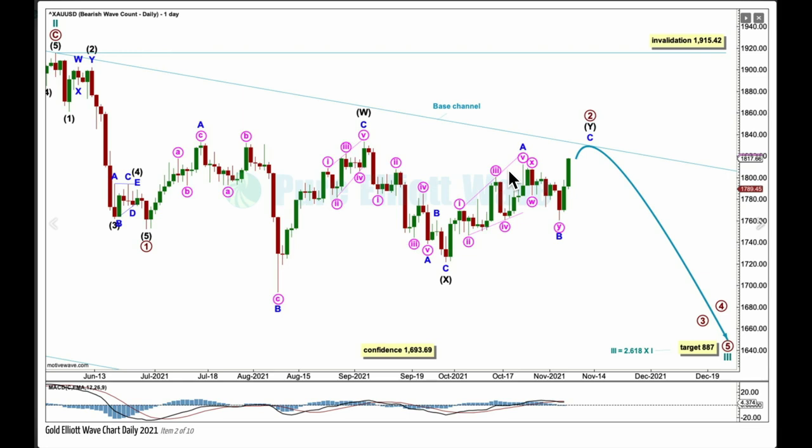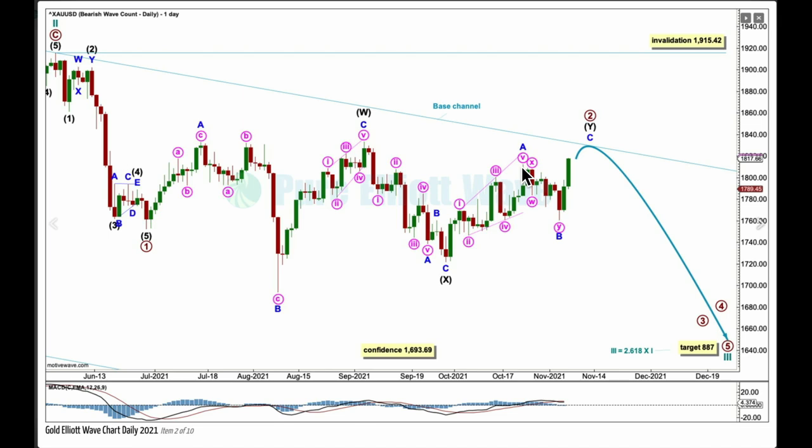This is how I want to label the structure, but within an expanding diagonal, 3 should be longer than 1, it is. 4 should be longer than 2, it is, and 5 should be longer than 3, it is not, by a very small margin. 3 is the longest out of 1, 3, and 5.